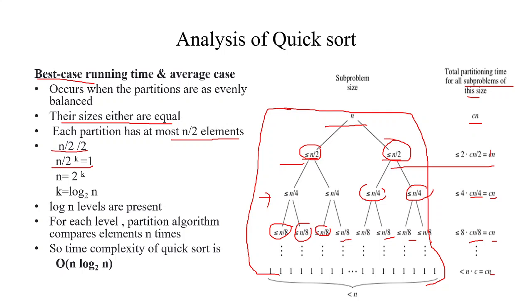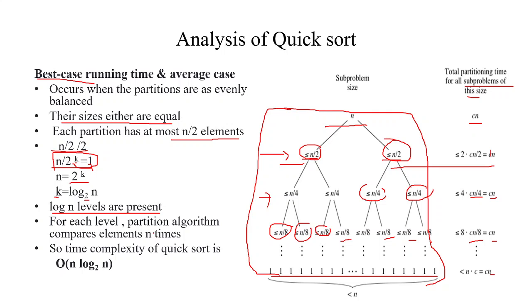In general, we can consider it as n by 2 power k, which is equal to 1, because finally we get 1. So n equals 2 power k, by using the mathematical formula, where k is equal to log n to the base 2. So log n levels are present in this particular tree. Totally how many levels are present? Log n levels, because the partition is made exactly in between. That is the main concept.